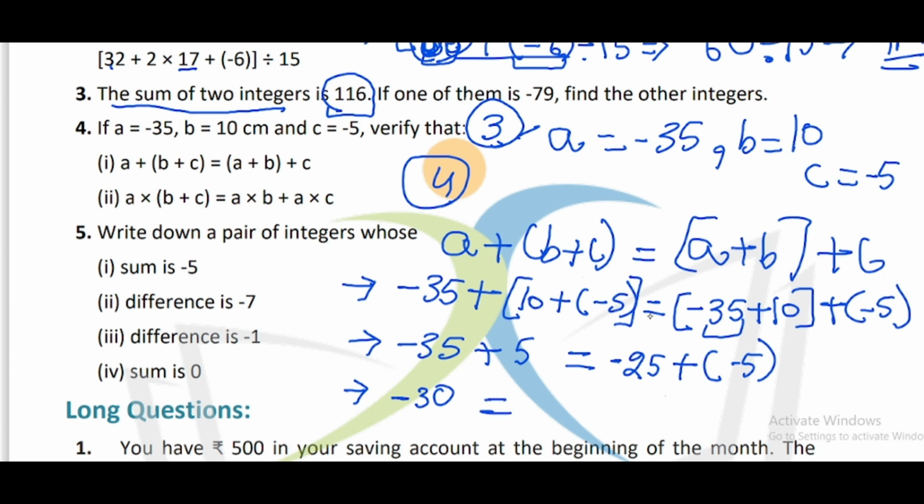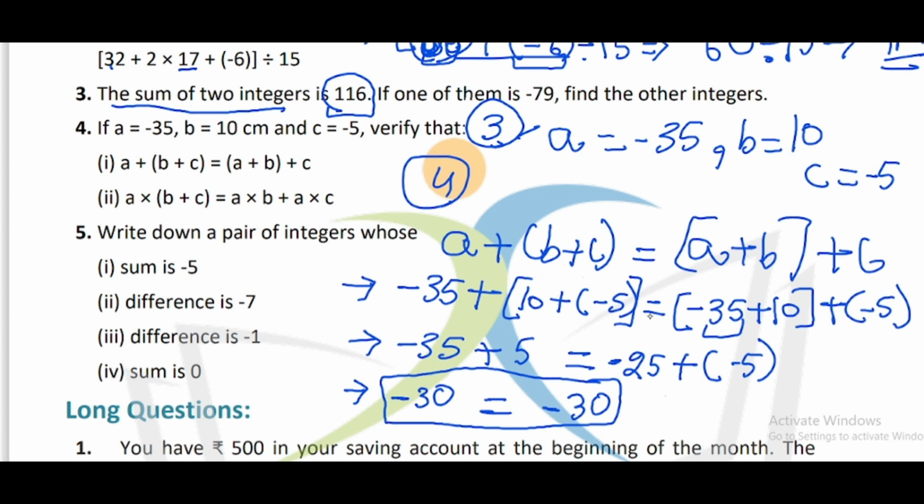Then we solve the right side. Minus 25 add with minus 5. Both have the same signs. Then we add 25 and 5, that is 30. And which one is greater? 25 is greater. Then the symbol of 25 is negative. Then minus 30 is the answer. Then both the left hand side and the right hand side are equal.